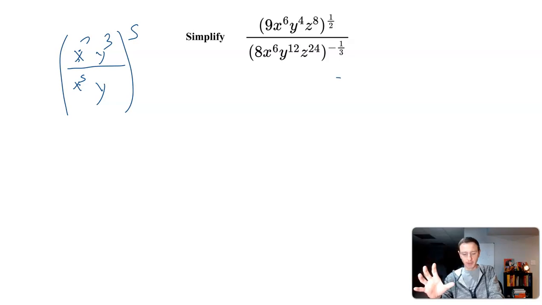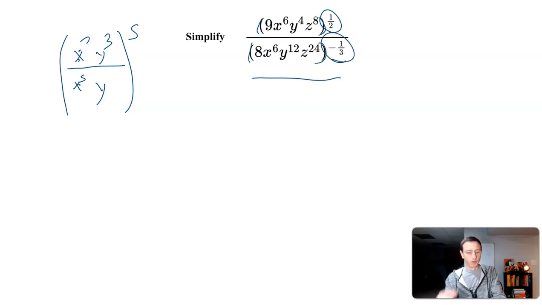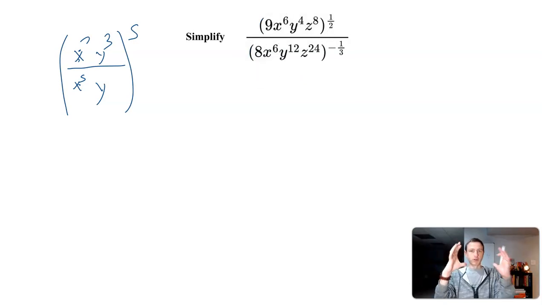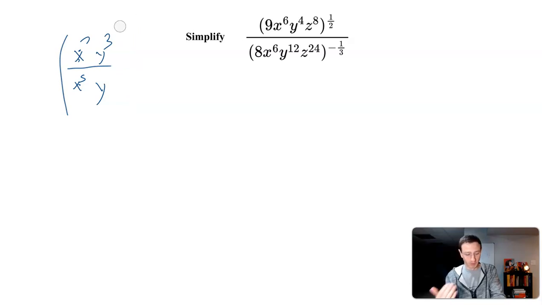But on the problem that we're given, I don't have that, because it's this whole set of parentheses being raised to this 1/2, and this whole set of parentheses being raised to this negative 1/3. Those are different exponents. So we can't just put it all under the same exponent, under the same parentheses, because they're different. So I have to deal with everything separately. That's a piece of information that we're really making sure we understand there.